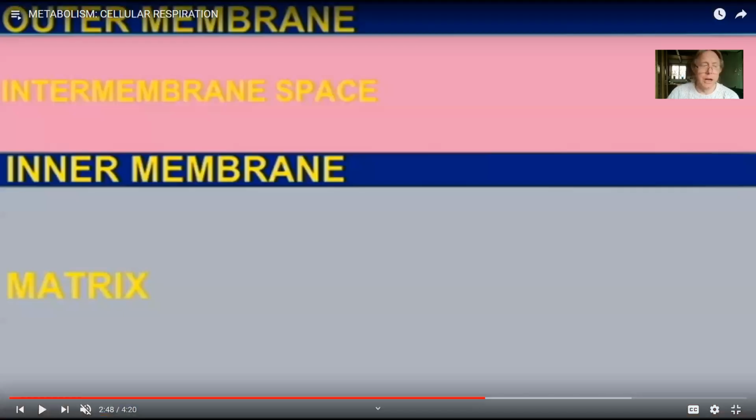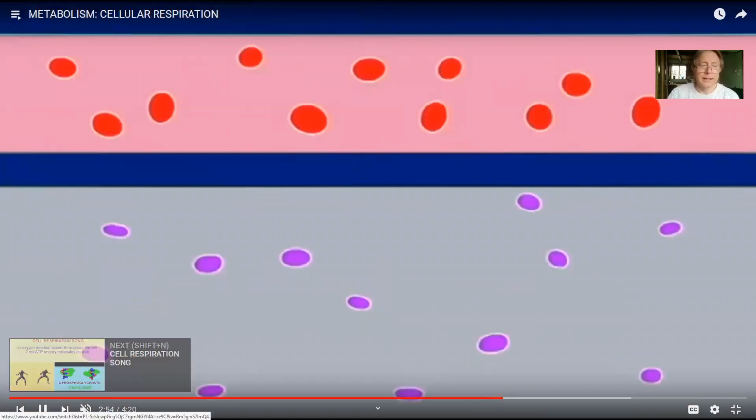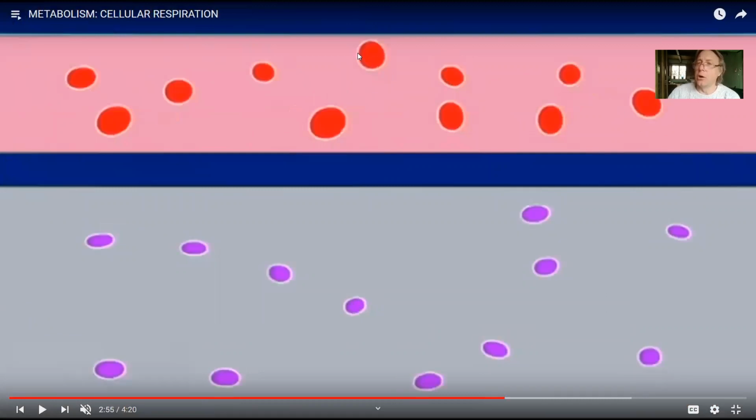Because if the hydrogen ions are in their intermembrane space, they're in an area of high concentration. Things naturally want to go from an area of high concentration to low, not only because of diffusion, but now because there's a charge difference. Here is positive, there is negative. So there's potential energy here, all right?